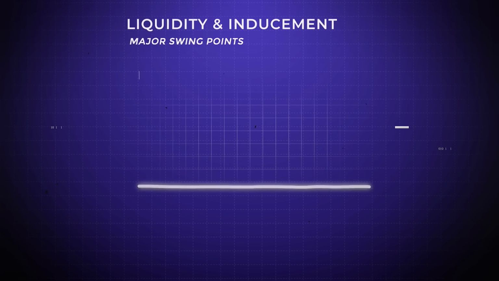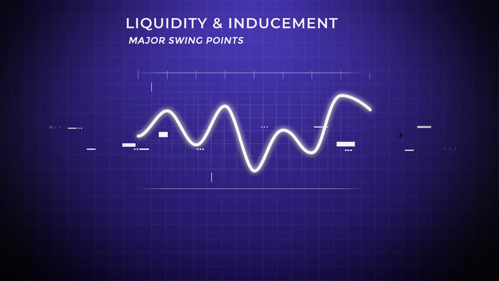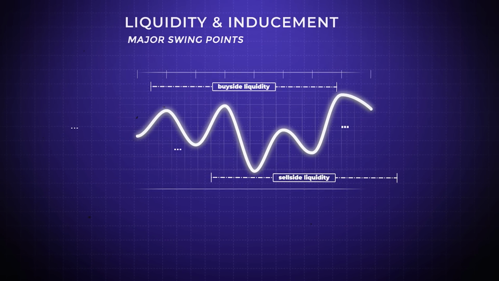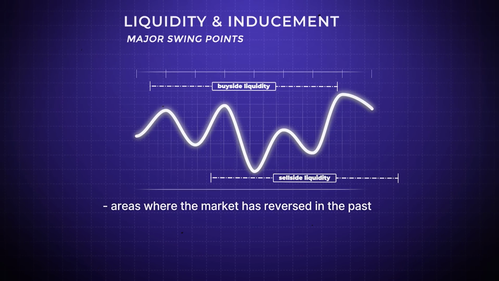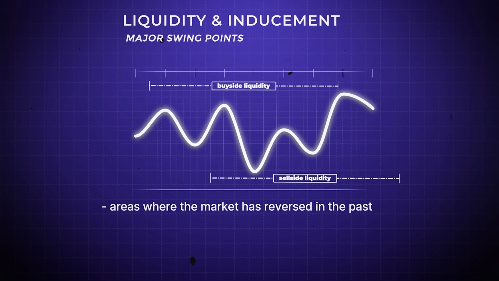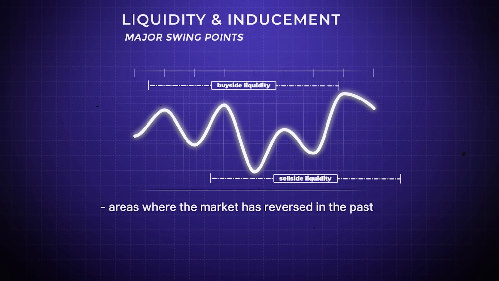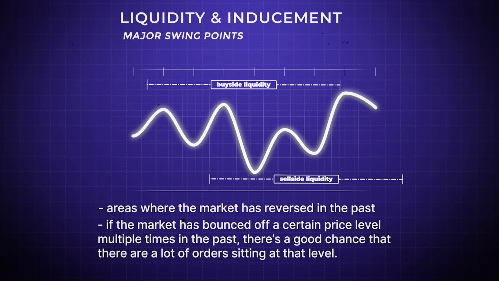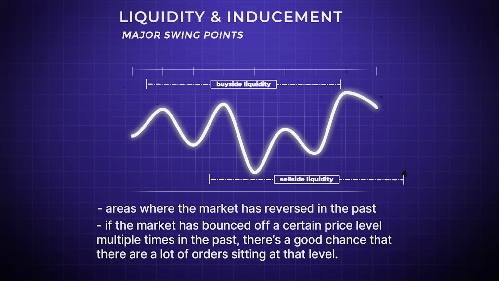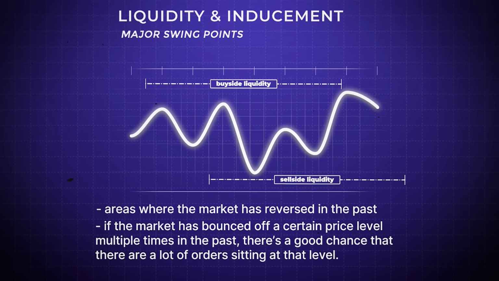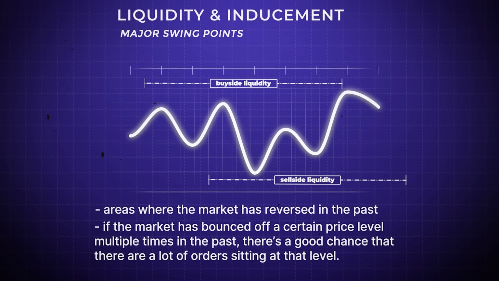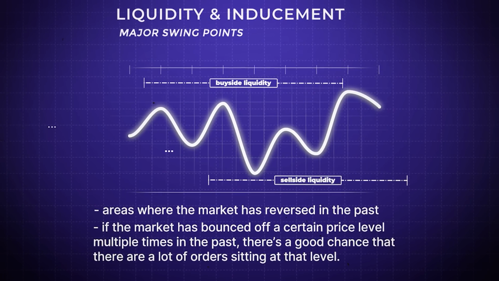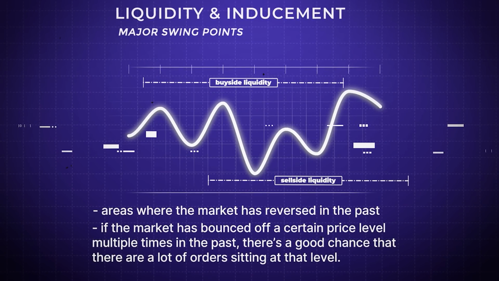So where else can you find liquidity? The obvious place to look is at previous swing highs and lows. These are areas where the market has reversed in the past, and they're often seen as key levels of support and resistance. Think about it like this. If the market has bounced off a certain price level multiple times in the past, there's a good chance that there are a lot of orders sitting at that level.